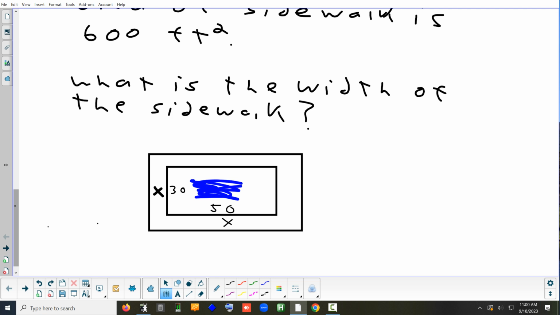All right, so they gave us a piece of information we haven't used yet. We used the dimensions of the rectangle. We marked the width of the sidewalk. What else did they give me that I haven't used? Yeah. The total area of the sidewalk. Okay, so let's see if we can come up with a formula that gives us the area of the sidewalk.